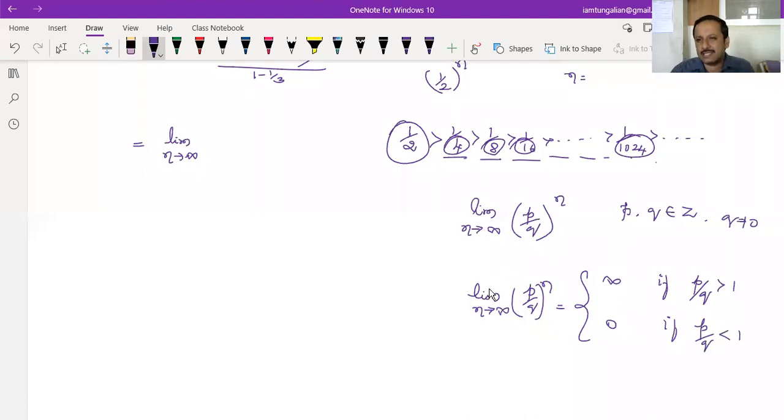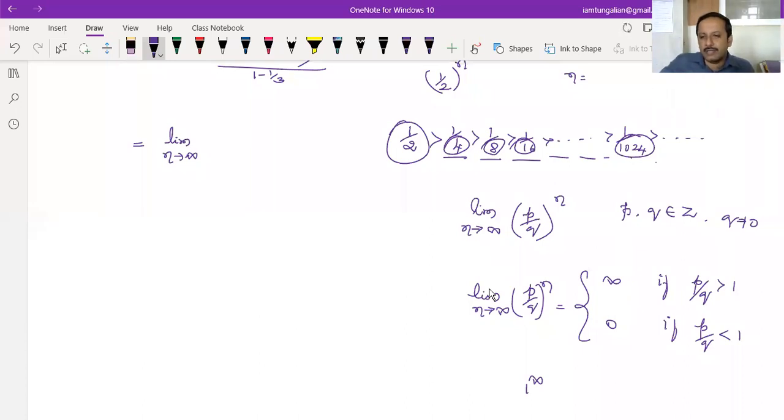If p by q is less than 1, then as I said earlier, you can take the example of 1 by 2 whole power n. If I go on increasing the value of n, then by the time n reaches infinity, 1 by 2 whole power n will reach 0. And suppose p by q is equal to 1, then you're talking about 1 power infinity. 1 power infinity is an indeterminate form. How to evaluate that limit, I shall explain afterwards, maybe after a couple of classes, when we come across such problems.